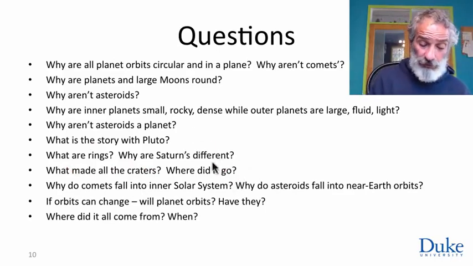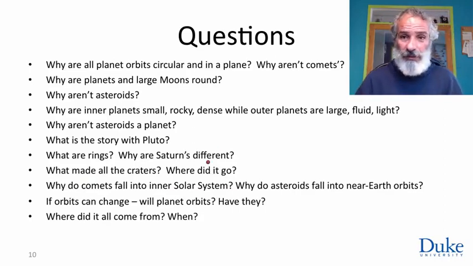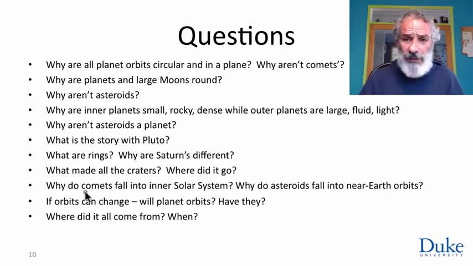What made all the craters? Where did it go? Is it coming back? Are we about to get hit with some big impact? Remember, we did our homework last week and we saw that this can be a significant event. Why do comets sometimes leave their comfortable orbits out in the Kuiper belt or in the Oort cloud and come diving into the solar system?